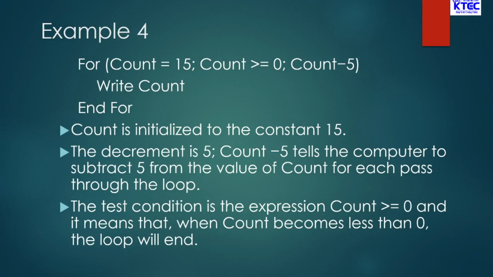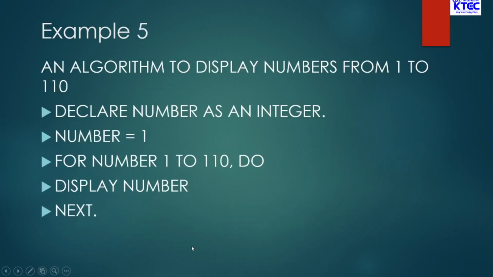The same story here. For count is equal to 15 and then count is initial. So that is that, please. I don't know why these things are repeating.